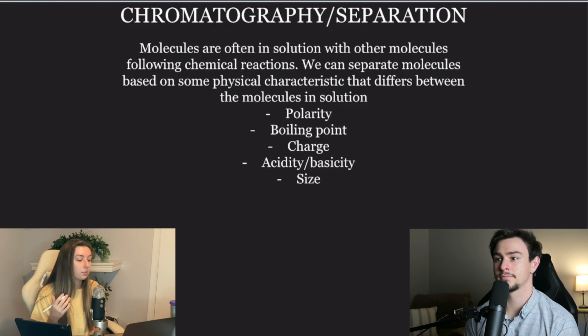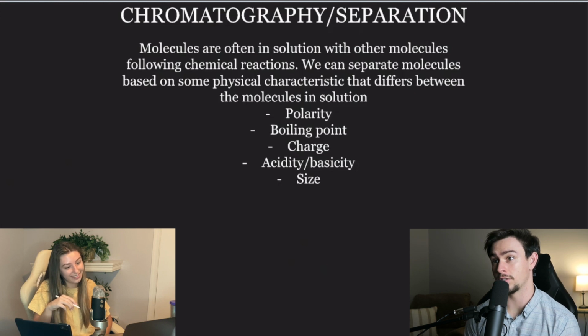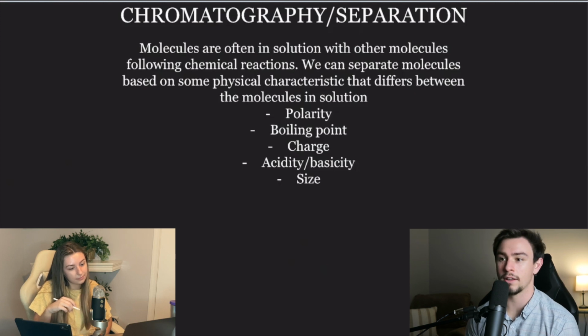I almost put on here, like I actually had it written out, that polarity would be thin layer chromatography, and boiling point would be gas chromatography, but it got real wordy. So we're only really gonna point to what you're separating, or what you're basing your separation on, for the specific chromatography techniques that we're going to talk about. So don't worry about that.